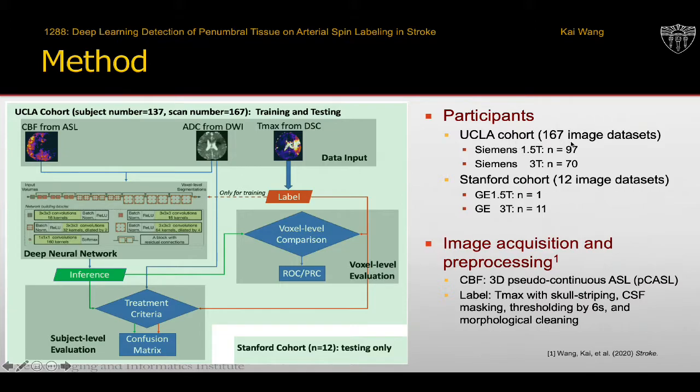The UCLA cohort includes 167 image datasets acquired on Siemens 1.5T and 3T, and the Stanford cohort was acquired with GE 1.5T and 3T. Details about image acquisition and pre-processing can be found in the paper we already published. Specifically, the CBF was acquired with a 3D pseudo-continuous ASL sequence, and the label was generated from Tmax with skull stripping, CSF masking, thresholding by 6 seconds, and morphological cleaning.